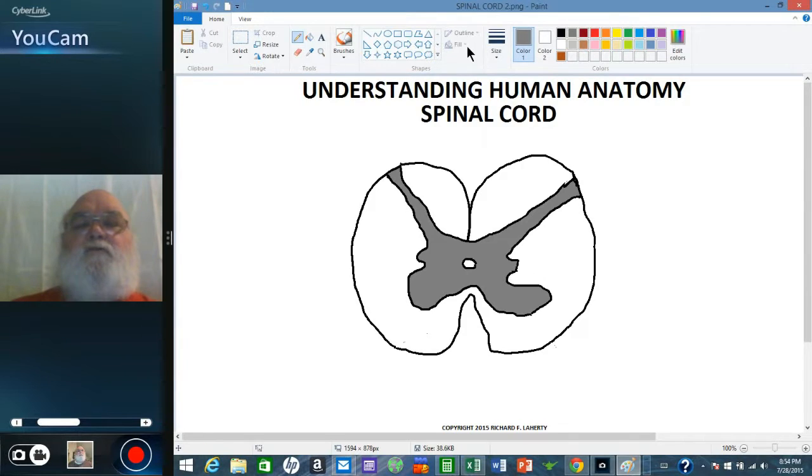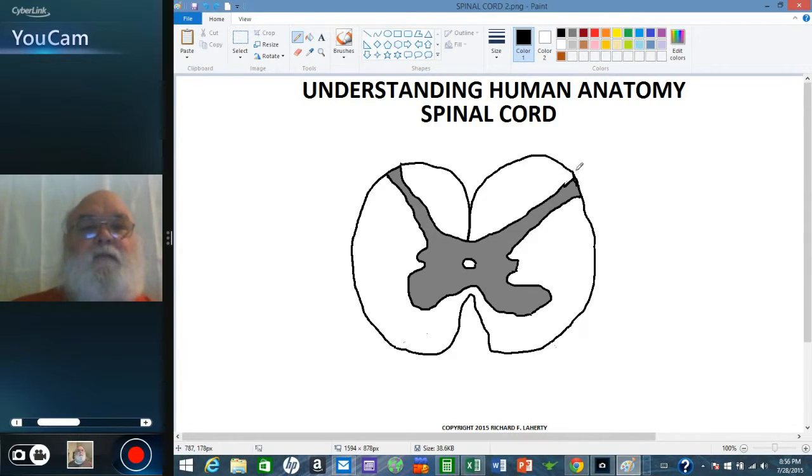Now, the spinal cord gives rise to each of the spinal nerves. And there is essentially one spinal nerve per segment of the body in the torso. There are 8 cervical spinal nerves, 12 thoracic spinal nerves, 5 lumbar, and 5 sacral spinal nerves.